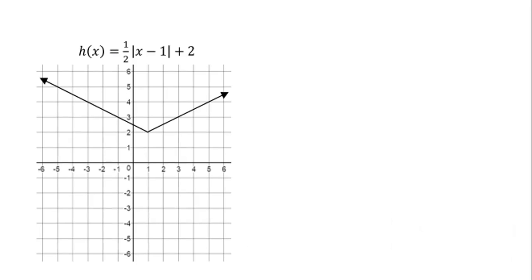Take a look at another one here. More complicated. Now we have 1/2 times the absolute value of x minus 1, plus 2. So here's that graph. Again, we can find all of these points by just plugging values in to generate this graph. We'll see that the vertex here is (1, 2). There's the vertex right there.